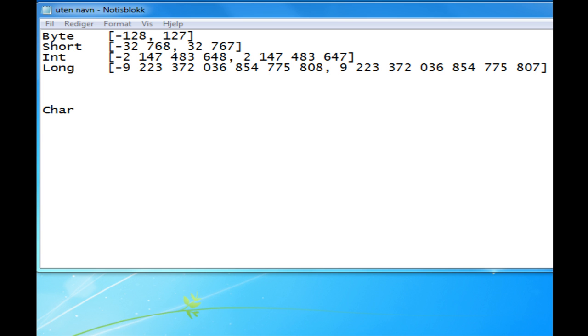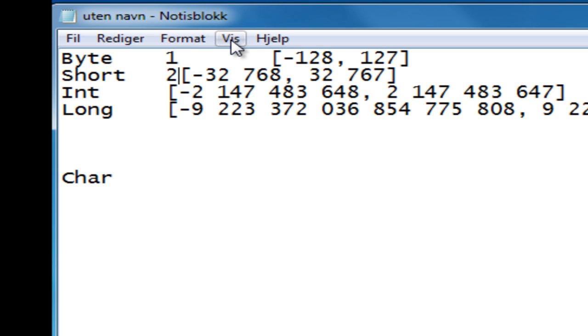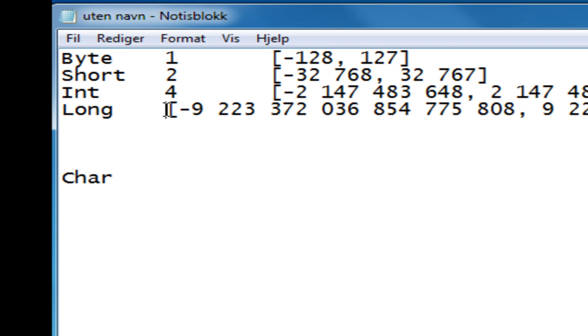The range of the integers correlates to the amount of space they need to store numbers. Let's take a look at that. Byte needs 1 byte to store these numbers, and short needs 2 bytes. Int needs 4 bytes, and long needs 8 bytes. As you can see here, int is half the size of long, and short is half the size of int, and so on.